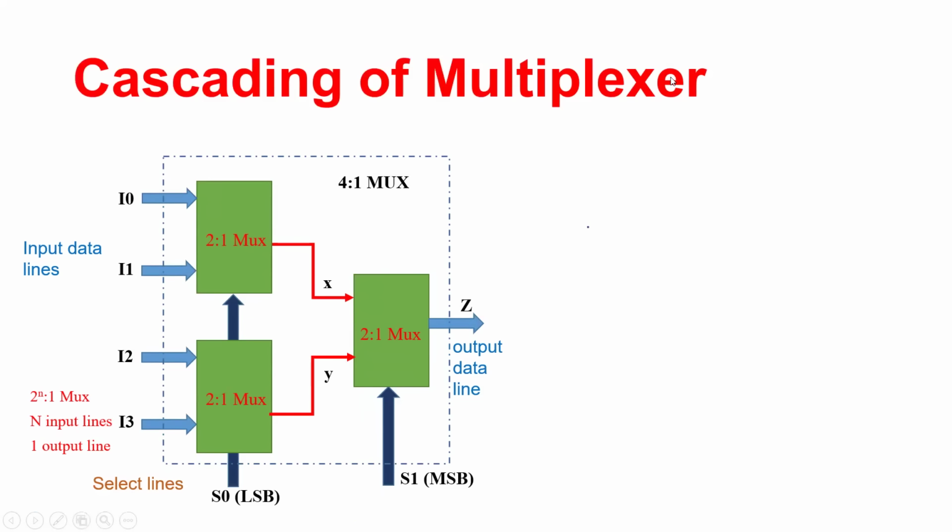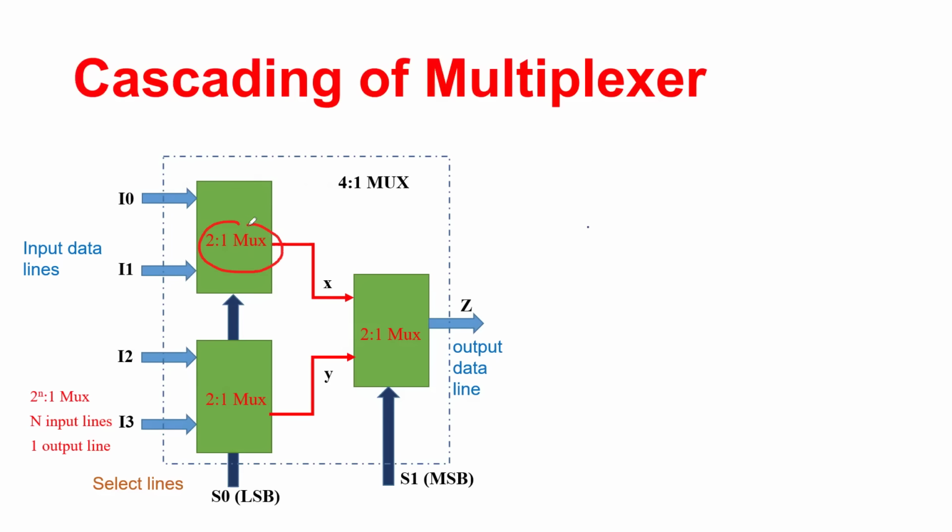Back to our channel, and this time we are going to understand how to make a cascading of multiplexers, in which we learn how we can make a large size multiplexer using smaller size multiplexers. So as you can see on your screen, here is the diagram of a 4:1 multiplexer that we want to make up. And for that, we are using 2:1 MUX.